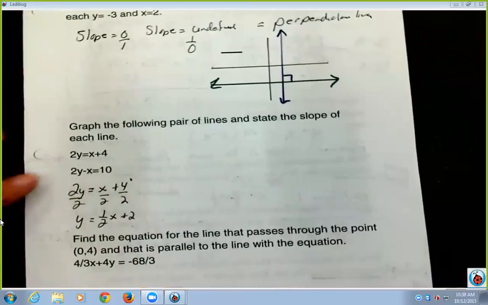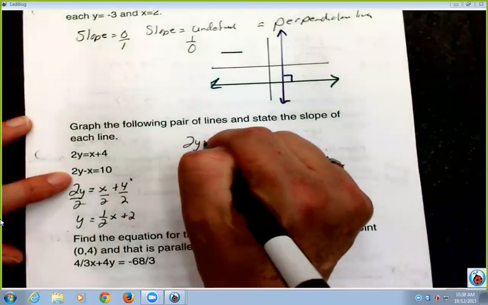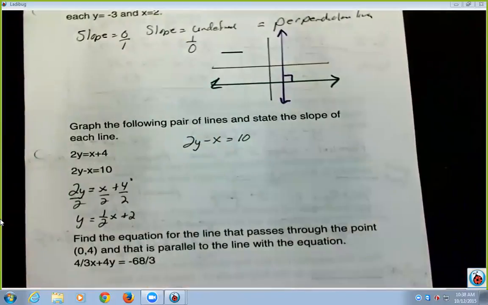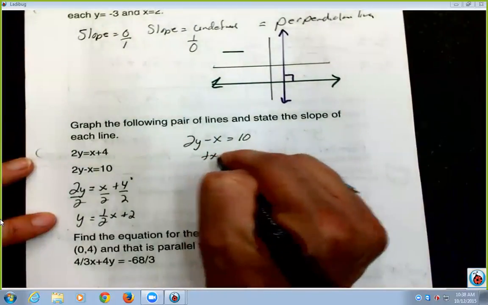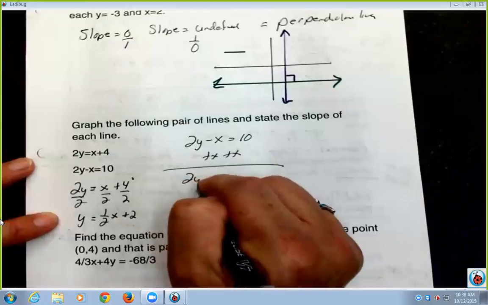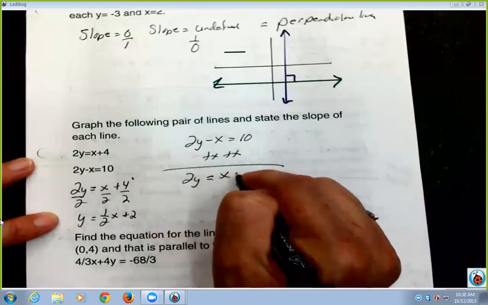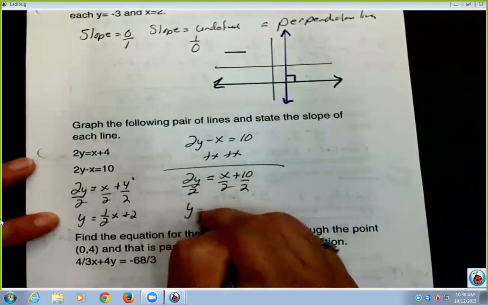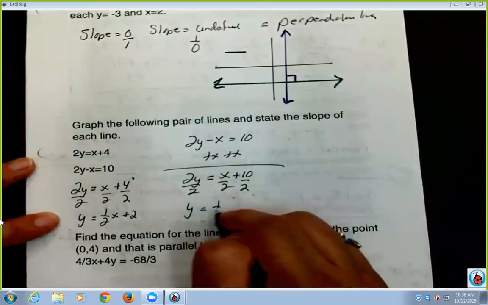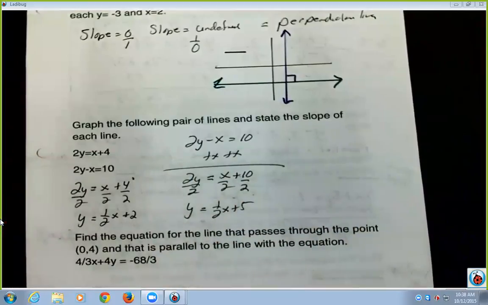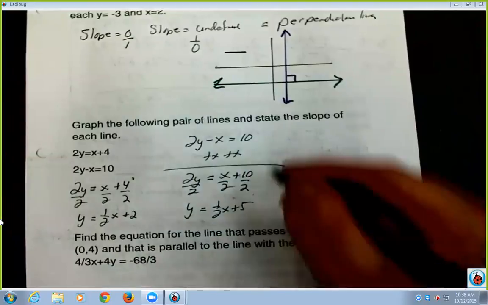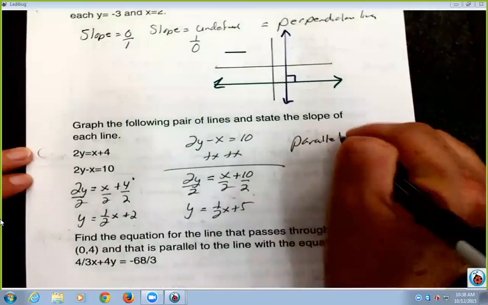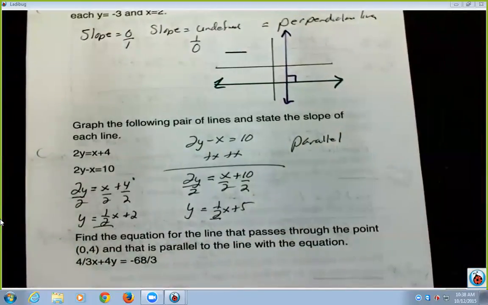Then if I do the second one, I have 2y minus x equals 10. So I'm going to add x. Divide everybody by 2. So I find y is equal to 1/2 x plus 5. So what could we say about these two even before we ever graph them? They're parallel, yes. And we know that because their slopes match each other.